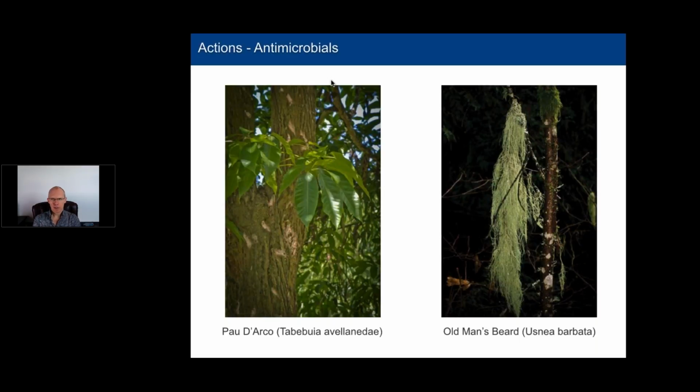A couple other important antimicrobials. Pau d'arco. This is a herb that grows in Central and South America, and also the Caribbean. It's used as an ornamental plant. It's quite pretty. It produces beautiful big pink flowers. I've seen it in towns in Mexico, in various cities in South America.